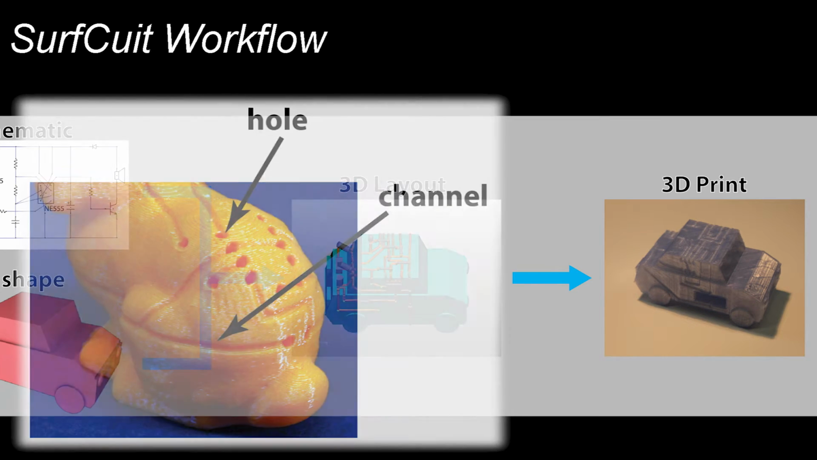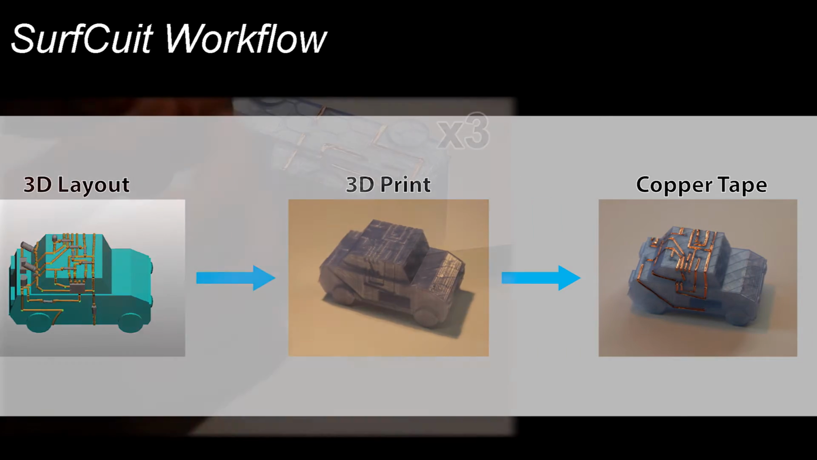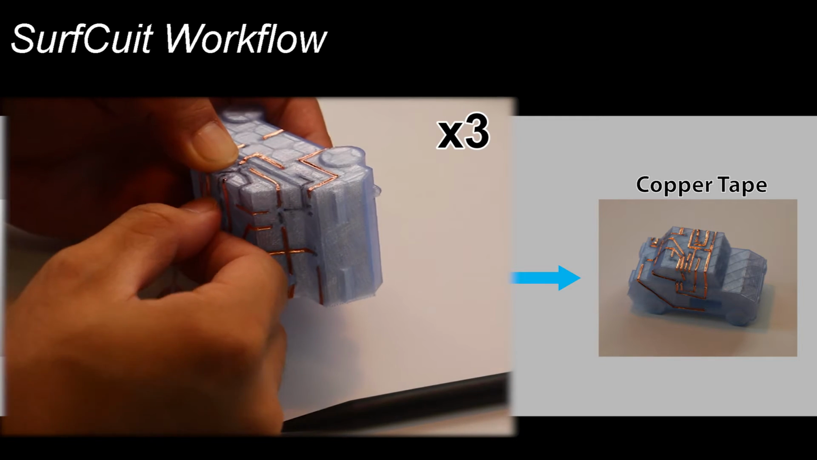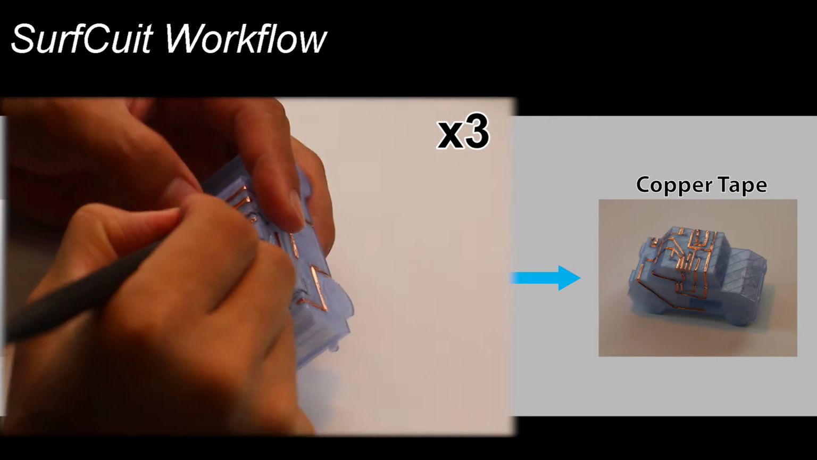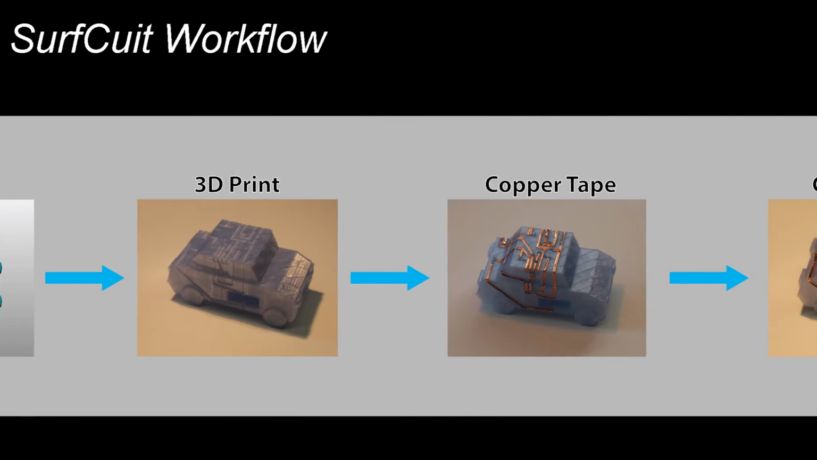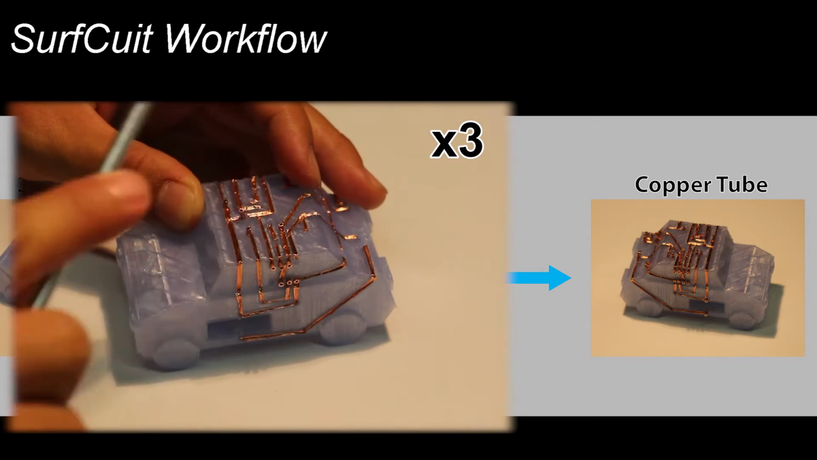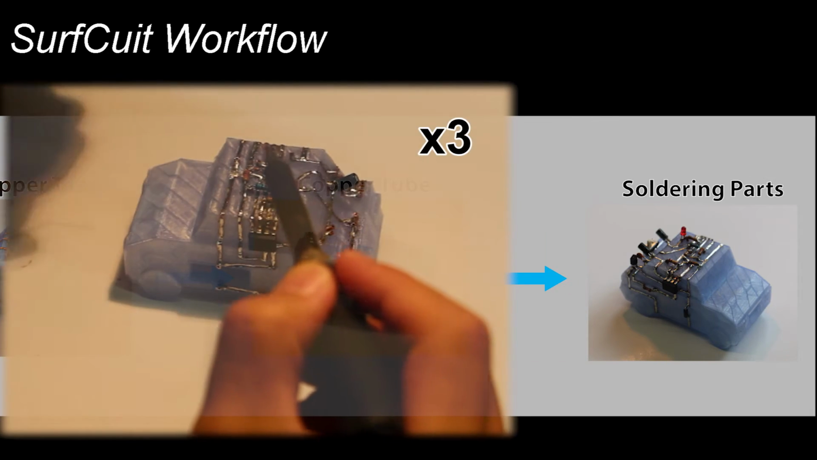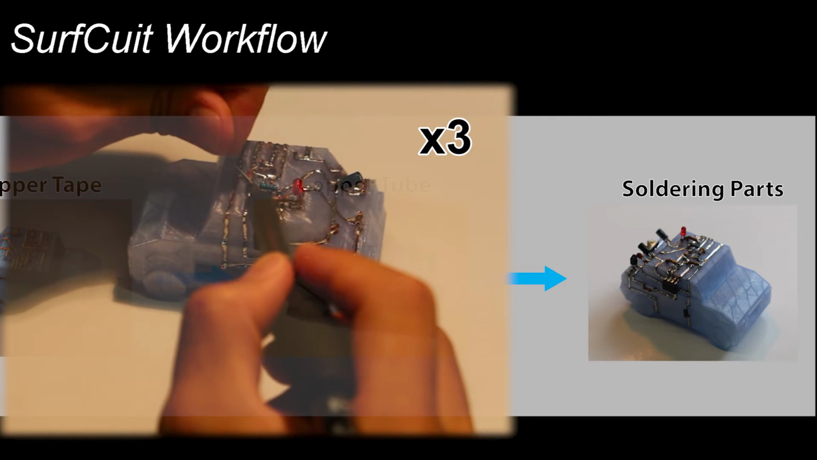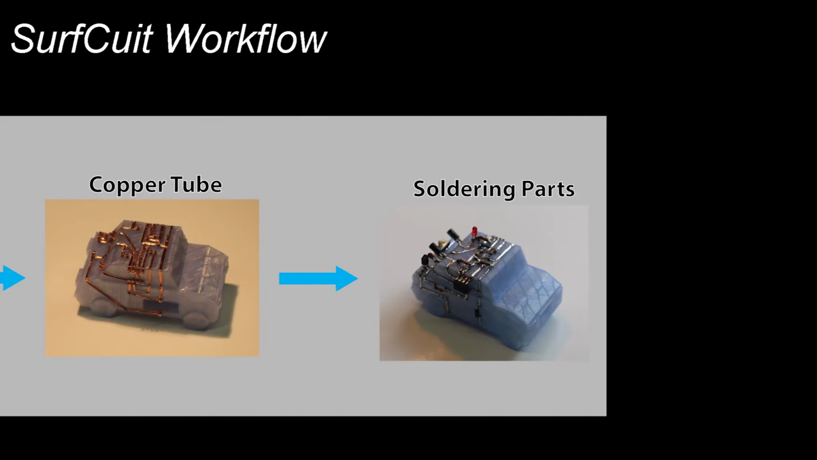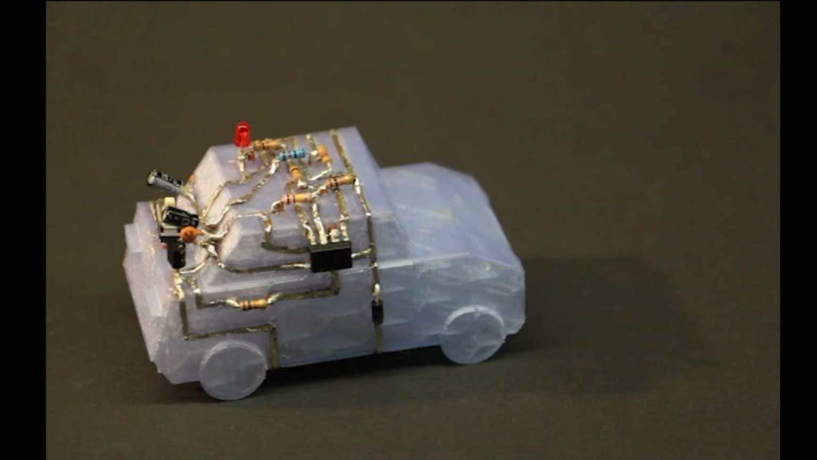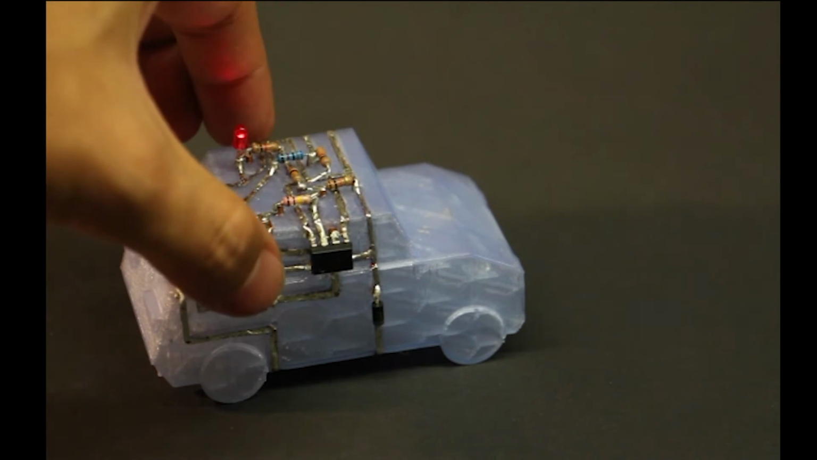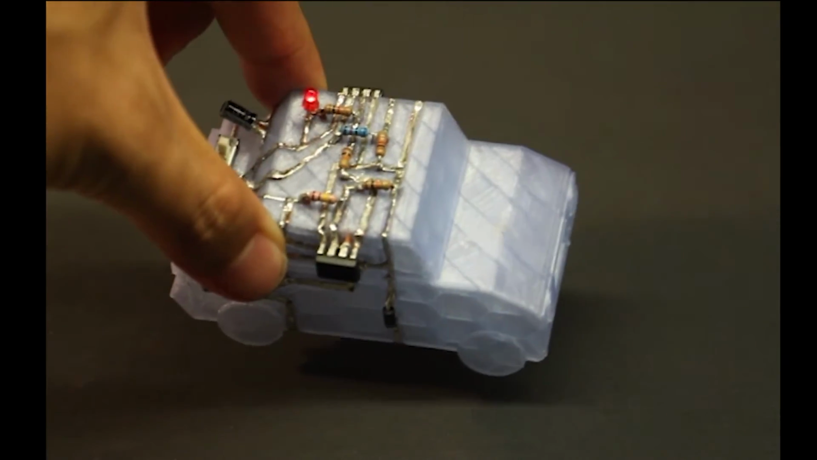After 3D printing, the user manually places strips of copper tape in the channels. Then, the user inserts small copper tube segments in the holes. Finally, the user solders the traces, tubes, and components together to make a robust 3D circuit. Here is an example: a police car with blinking lights and a siren sound generated by a speaker.